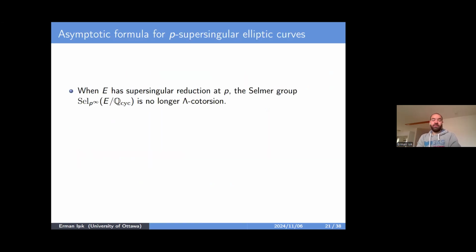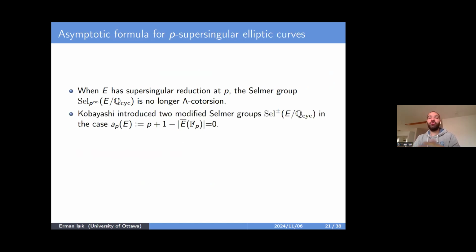What happens if we have supersingular reduction? It turns out that this P infinity Selmer group is no longer cotorsion, so the Pontryagin dual is not torsion. There are several other reasons that this part is more complicated, but I'm just focusing on the parts that are related to the topic of the talk.